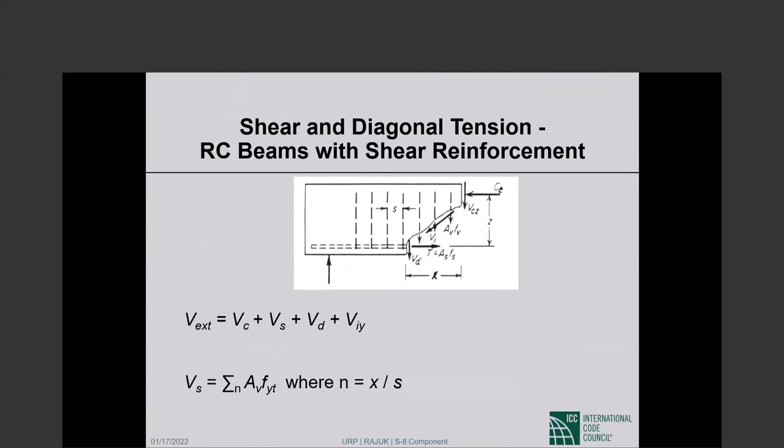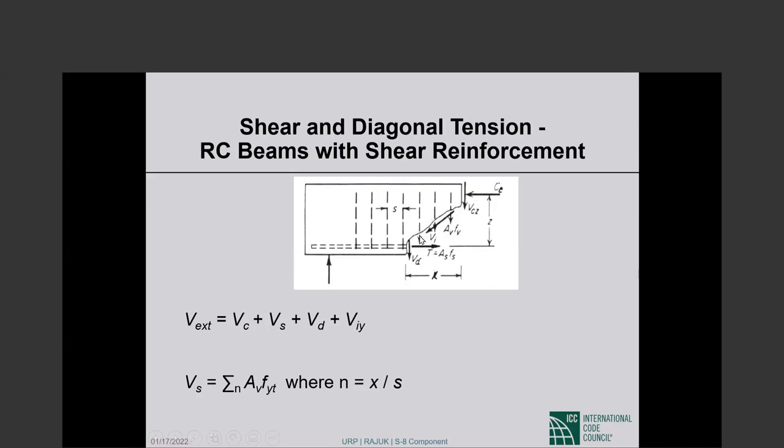Now V external is V sub C, the shear resisted by the uncracked concrete, plus V sub S, shear resisted by the vertical shear reinforcement, plus shear resisted by dowel action, V sub D, plus V sub iy, the vertical component of the aggregate interlock shear. Okay. The shear resisted by the vertical shear reinforcement is, if we take one of those stirrups, total cross-sectional area A sub v, if there are two legs, that will be the area of the two legs. So A sub v multiplied by f sub yt, the yield strength of the reinforcement in the stirrup. Okay? And we will sum over however many stirrups are crossed by that crack.